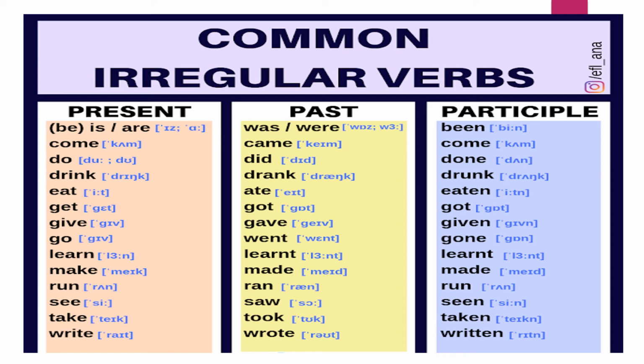Come is in the present, and come changes to came. Do changes to did. Drink to drank. Eat to ate. Get to got. Give, as I told you in the example, gives gave. Go in past is went. Learn in past is learned. Make changes to made. Run to ran. See to saw. Take changes to took. And write changes to wrote.